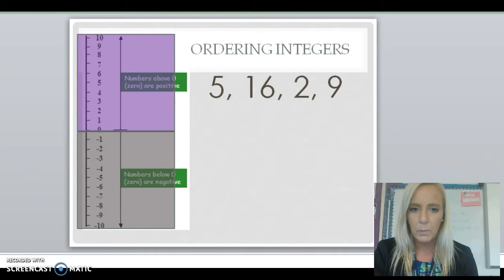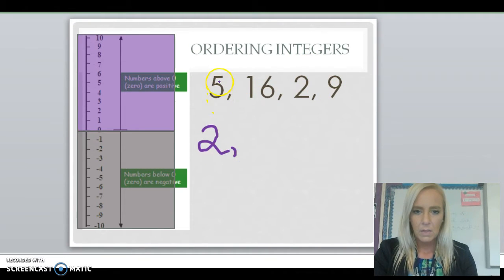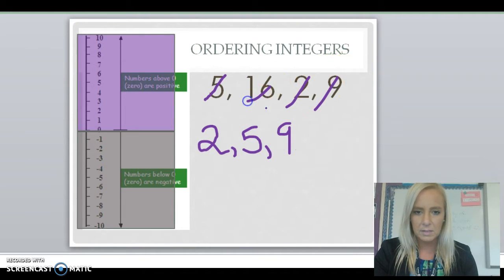So from here, we can then order integers. In this case, we're going to think of it as least to greatest. With all positive numbers, we can use our number line, or at this point, you should be familiar with which numbers are greater or less than each other. Looking at these numbers, 2 is the smallest. Then I would go 5 is the next number further from 0, 9, and then 16.